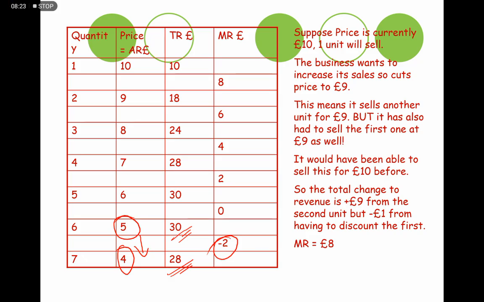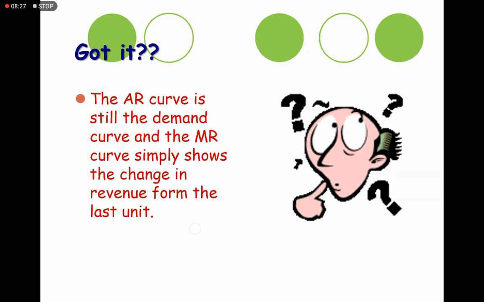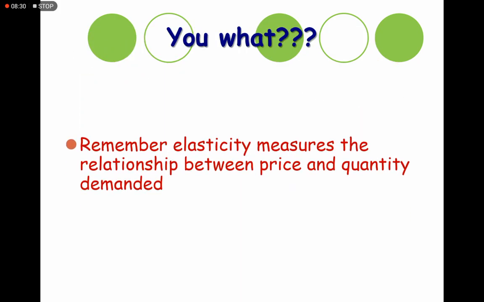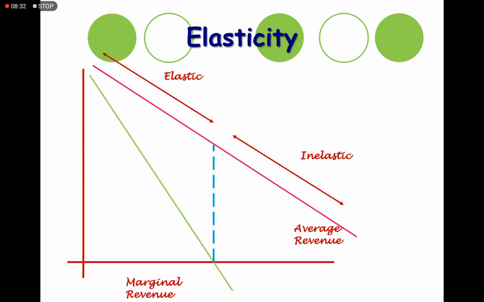Marginal revenue is negative. So to summarise, what we've got going on here is a situation where we're able to look at the demand curve and say that actually part of a demand curve is elastic and part is inelastic, and it switches at the same point as marginal revenue becomes negative. Okay, that's a little bit confusing.